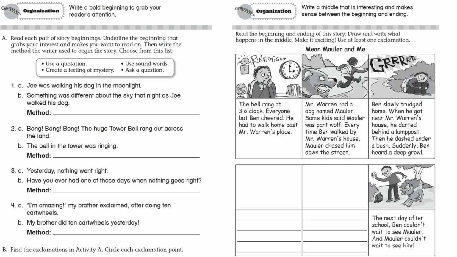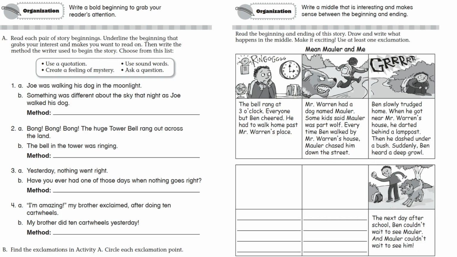For the second pair, notice the beginning with bong, bong, bong. That uses sound words. Sound words can make a scene feel more alive. For the third pair, the question beginning pulls the reader in. A question can make the reader think about their own experience. For the fourth pair, the quotation beginning starts with someone speaking. This can make the story feel active right away.